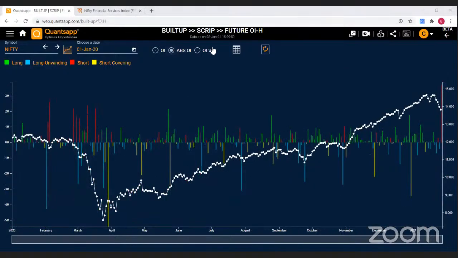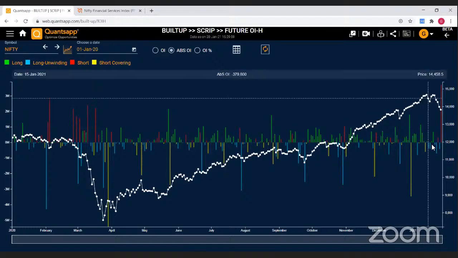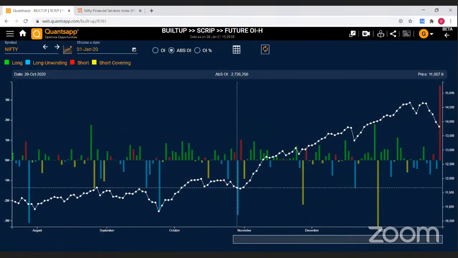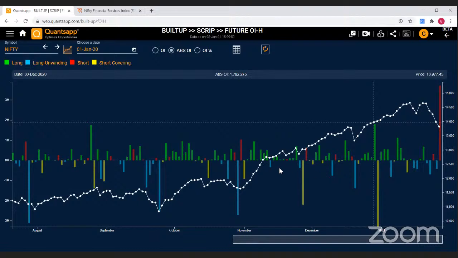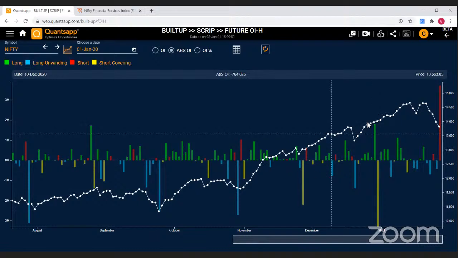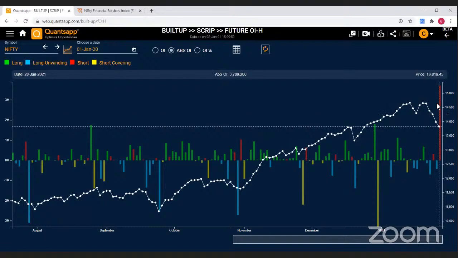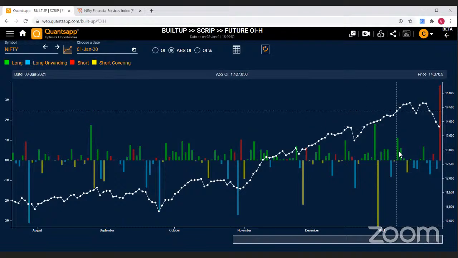Here now I can see what kind of buildup we have seen: green is long, blue is long unwinding, red is short, and yellow is short covering. Now I'm more interested in how much OI was increased or decreased. That is called absolute OI. With absolute OI I can see whether it's increasing or decreasing, and if it's increasing, whether it's on the long side or the short side. If it's declining, whether it's long unwinding or short covering.